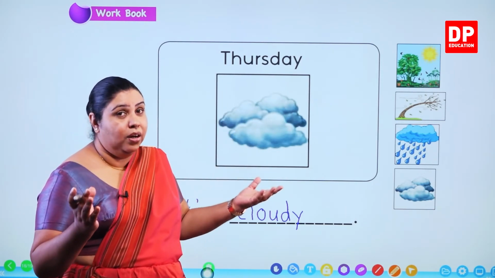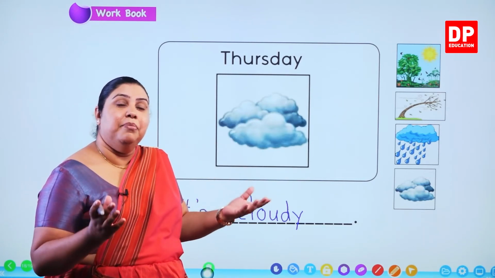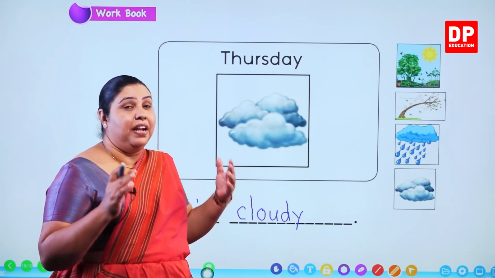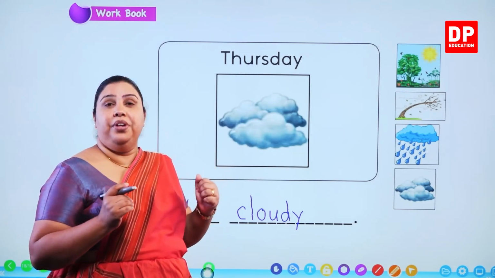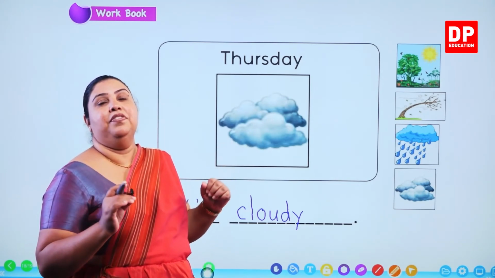When the dark clouds are coming, even the animals, the birds that fly in the sky, they know that it's going to rain. So they will fly looking for shelter.